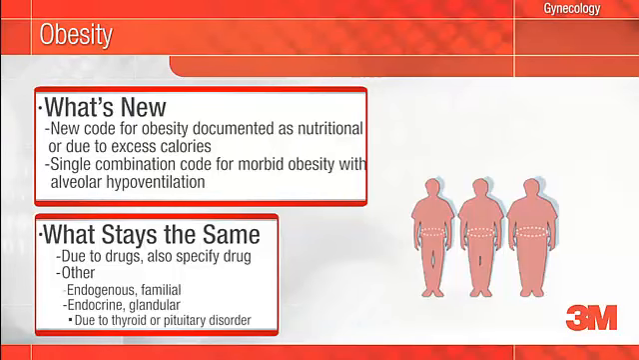If your patient has morbid obesity, also document if alveolar hypoventilation is present. ICD-10 has a single combination code for it. As in ICD-9, ICD-10 continues to classify obesity due to other causes, such as due to drugs or endocrine disorders.